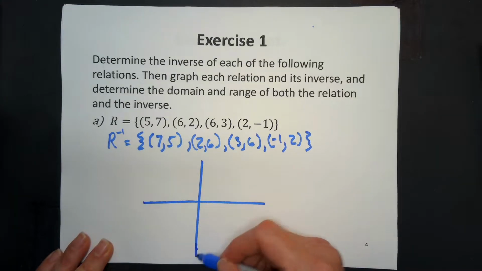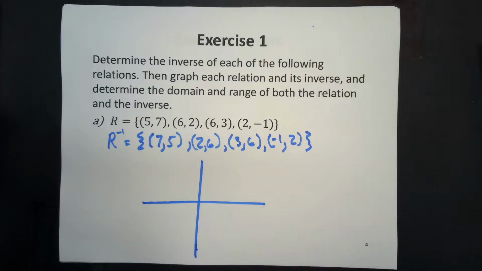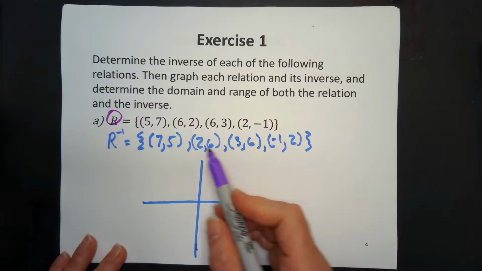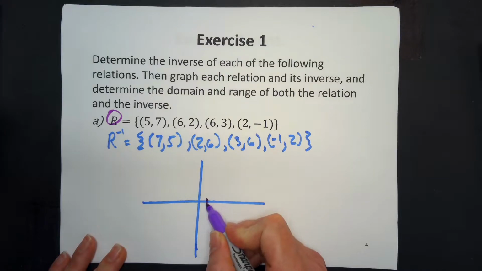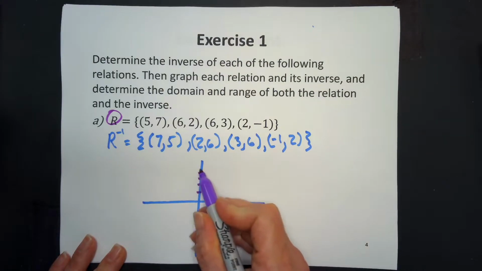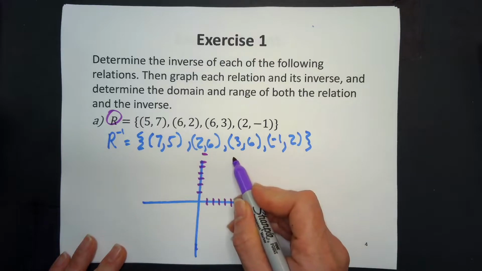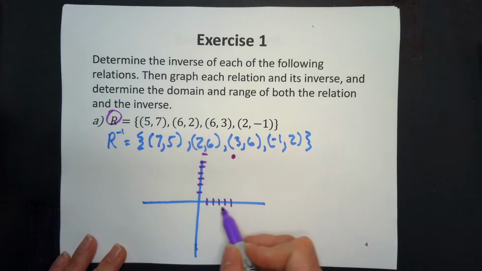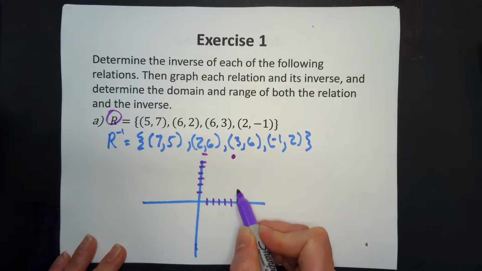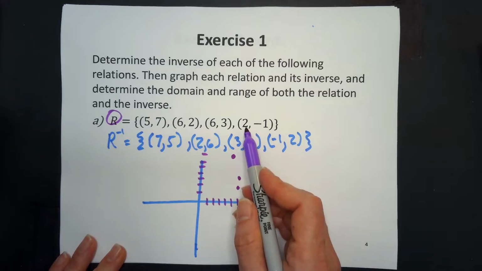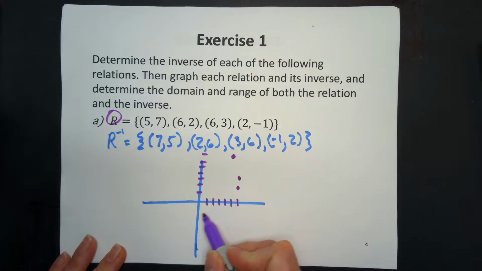If we were to graph this, it would just be a bunch of points on a grid. Let's do a different color for the original. We'll do purple for the original r. So we go over 5, up 7, 1, 2, 3, 4, 5, 6, 7, way up here. And then we'd have over 6, up 2, over 6, up 3. And then the last point, over 2, down 1.